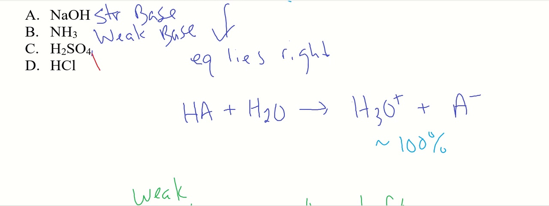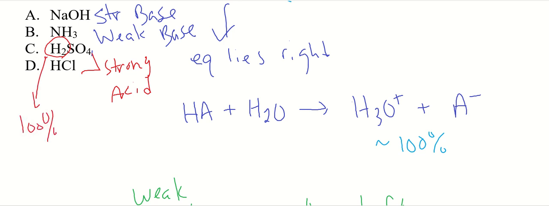And then sulfuric acid and hydrochloric acid, they're both strong acids. Sulfuric acid is your only polyprotic strong acid, where the first one completely ionizes 100%, and the second one is weak, only partially ionizes.